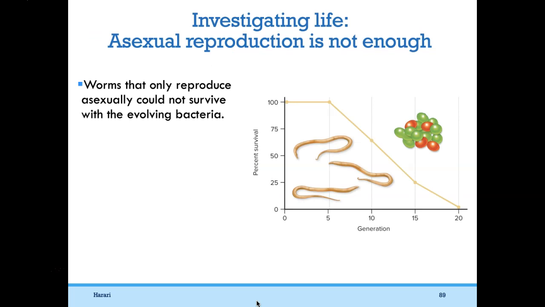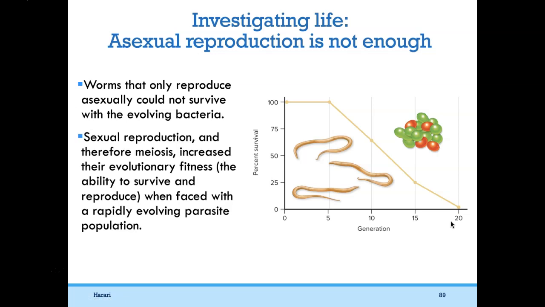Worms that can only reproduce asexually were not even able to survive. So worms that only reproduce asexually all died, actually. So sex is part of life. Sex is a requirement of life, right? Sexual reproduction and meiosis can increase the evolutionary fitness of not only worms, but of all species.